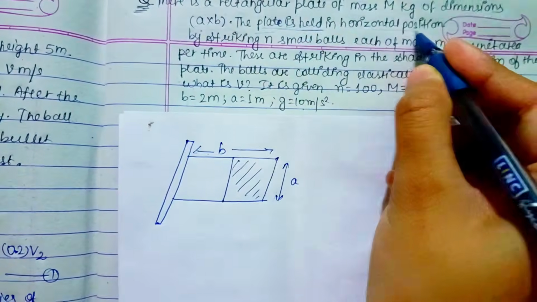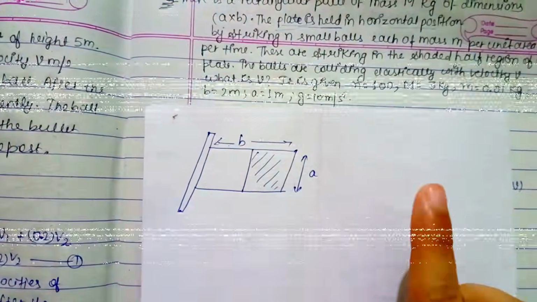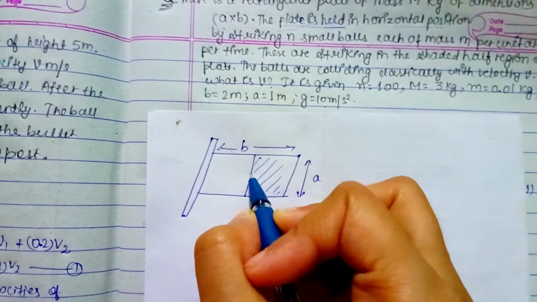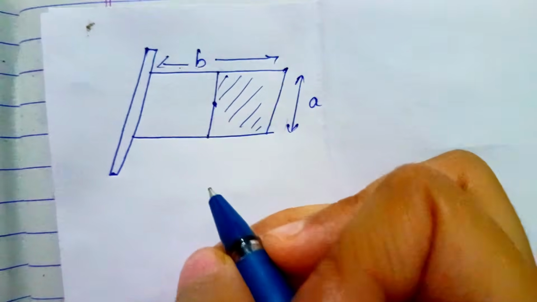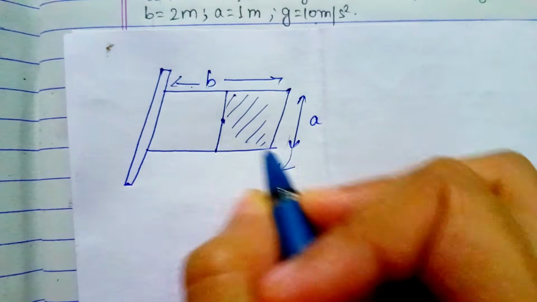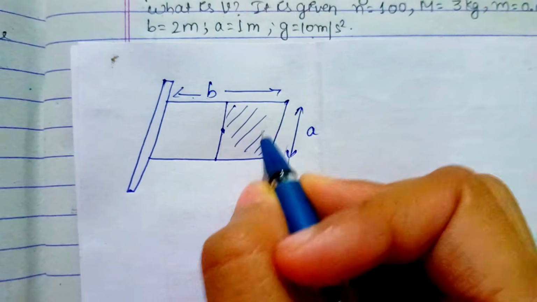The plate is held in a horizontal position, which means we can also think that, because mg will act in the downward direction on the center of mass, this downward mg will try to rotate this plate in this direction. So it is held in this position. Now let us see how it is held in this position.